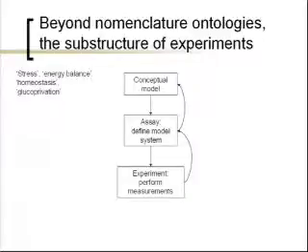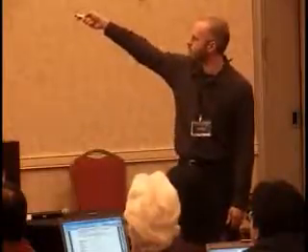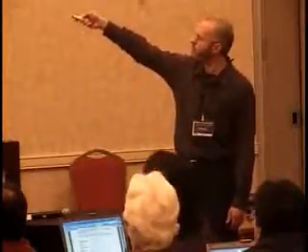You could look at it as a kind of three-level system. If you have your conceptual model at the top, that would normally talk about things like stress, energy balance, homeostasis, and glucoprivation. These are all terms that you might find in GO, the Gene Ontology.